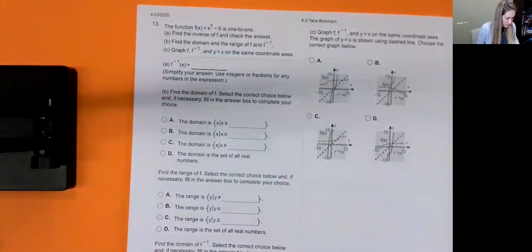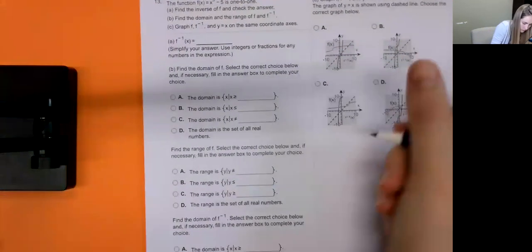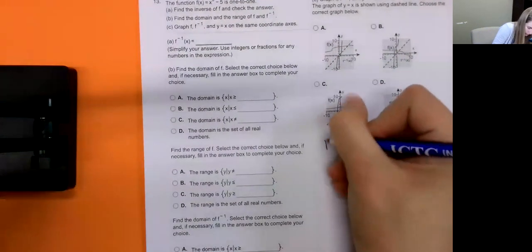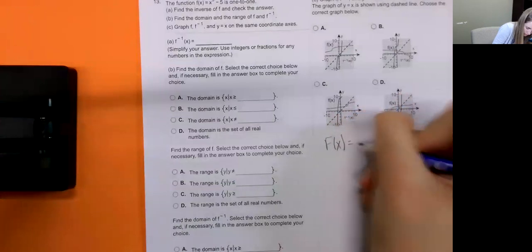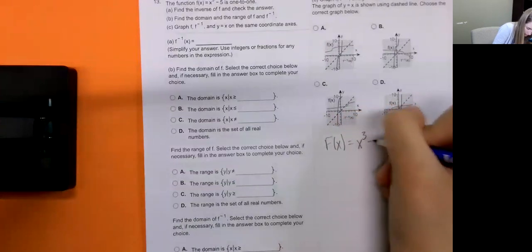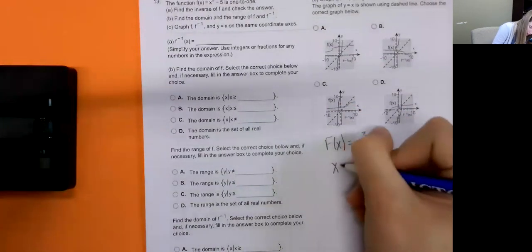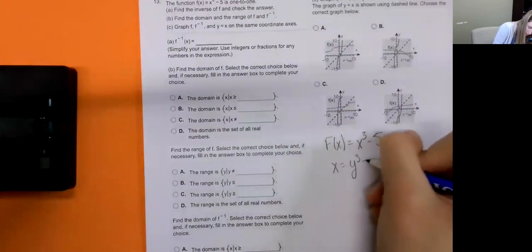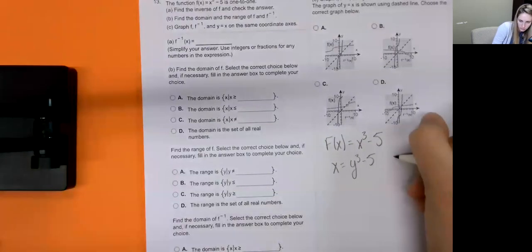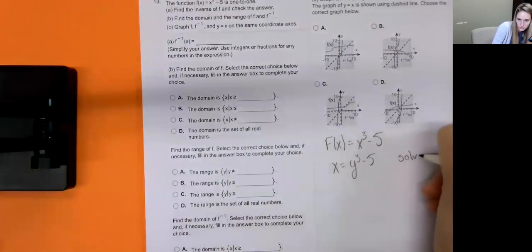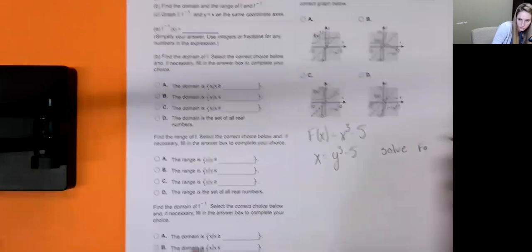13. The function f of x equals x cubed subtract 5. First thing we're going to do is find the inverse. So we're going to have x equals y cubed subtract 5, and then we're going to solve for y.